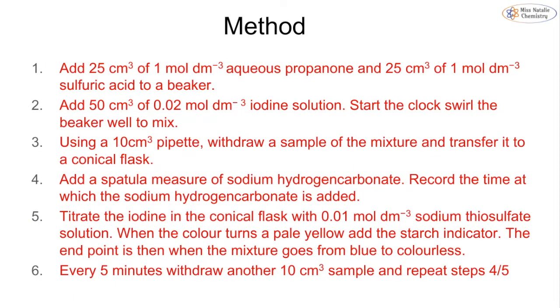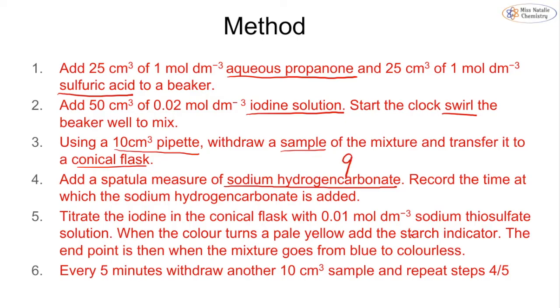So how do we carry out this experiment? Well, we have our aqueous propanone, and we add sulfuric acid of that volume and concentration into our beaker. So we start with the propanone and then we acidify it. To that, we then add iodine solution, and we start the clock, and we make sure to swirl or mix the beaker so that we get a complete mixing of all of our substances. We use a 10 centimetre cube pipette to withdraw a sample, and we then transfer that to a conical flask. To that flask, we then add sodium hydrogen carbonate, and this is to quench the reaction. In other words, to stop the reaction.